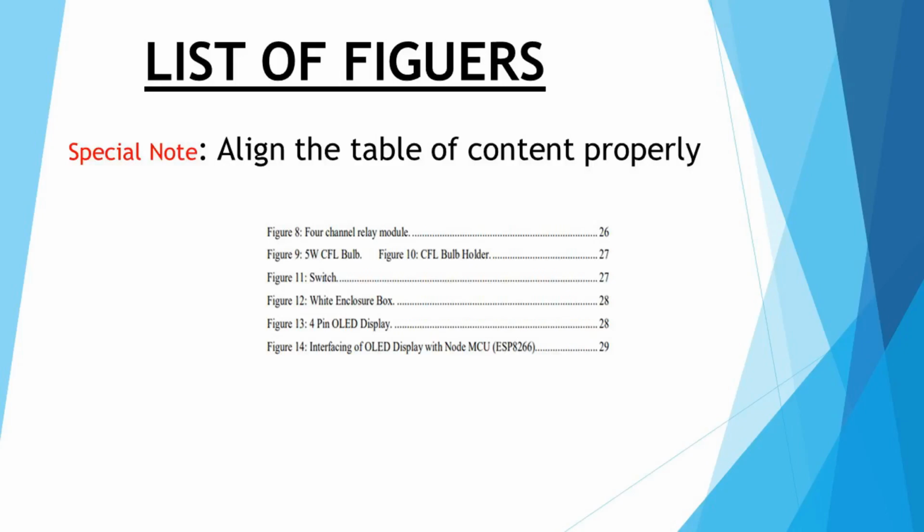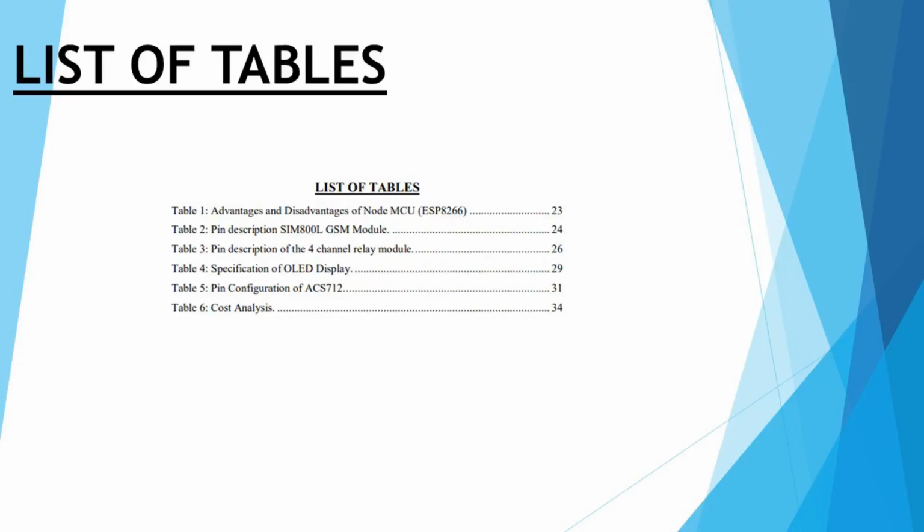So after the list of figures, you must have a list of tables. Same like the list of figures, you have to number your tables properly and give an informative title about your table and the page number. So once you have completed these, you should write an introduction.